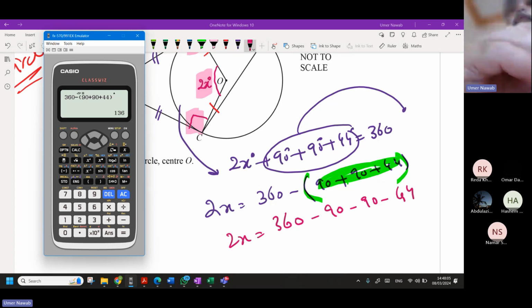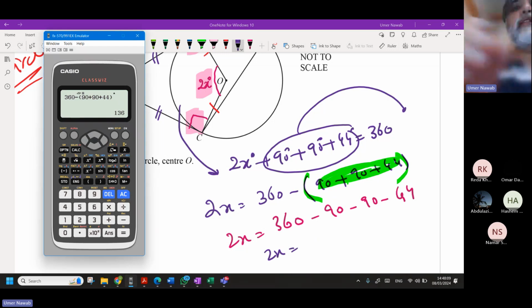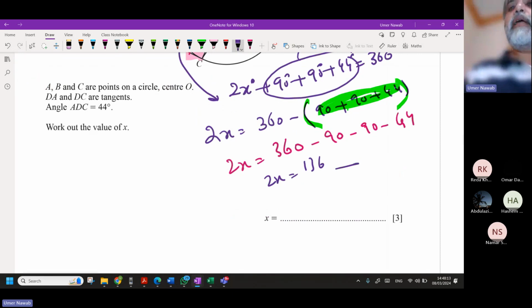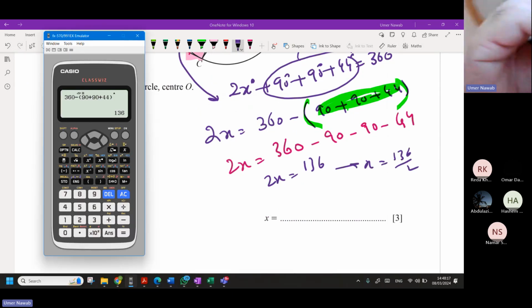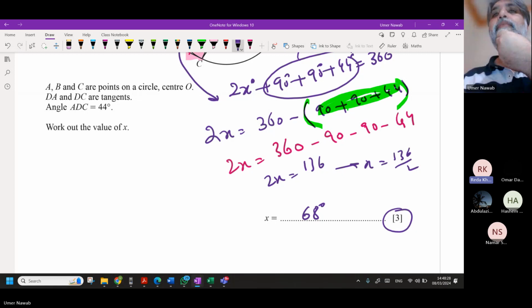So the bracket gives 224, and 360 minus 224 gives 136. So 2x is equal to 136. Then I divide, so x is equal to 136 divided by 2. 136 divided by 2 gives me the answer 68. So x is equal to 68 degrees. Mr., shouldn't you do 360 minus 136 first before dividing? Yeah, that's fine. This is up to you.